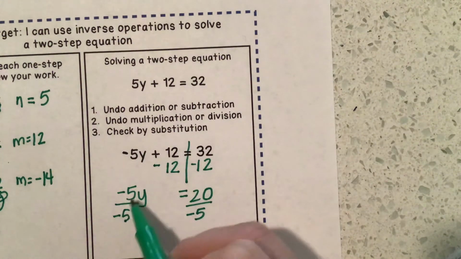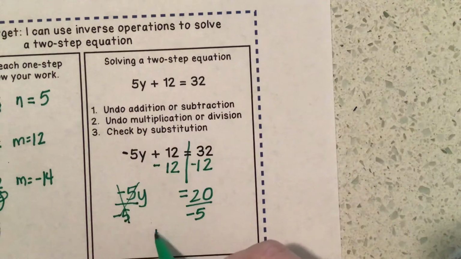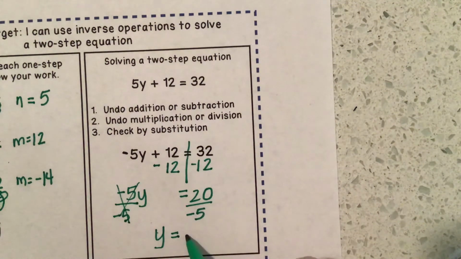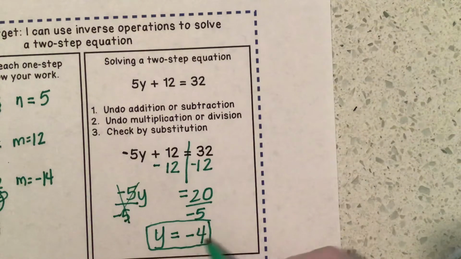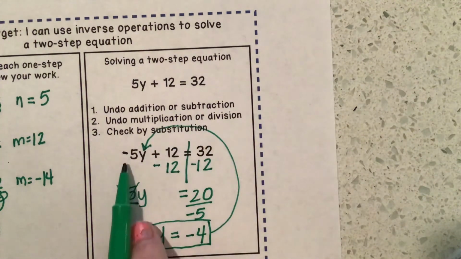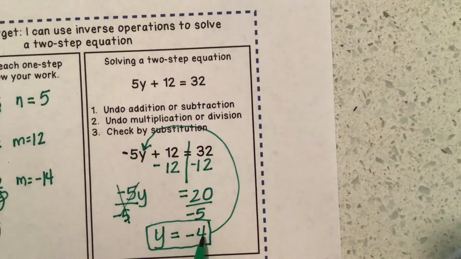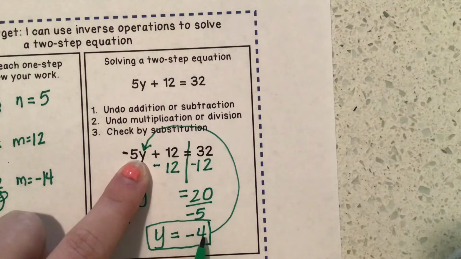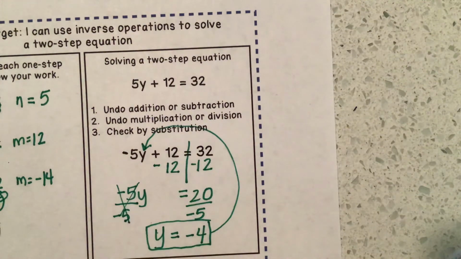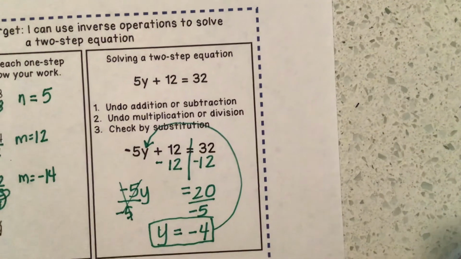Negative 5 and negative 5 go away. That gives me y by itself. 20 divided by negative 5 is negative 4. And if you wanted to check to make sure your answer was right, you could put negative 4 back in right there. And you could multiply negative 5 times negative 4, which is 20. And then I would add 12 to that, which would give me 32. So I know that my answer of negative 4 is correct.